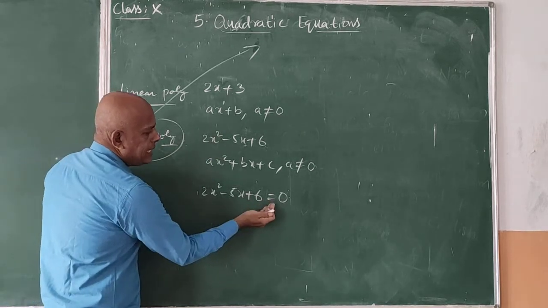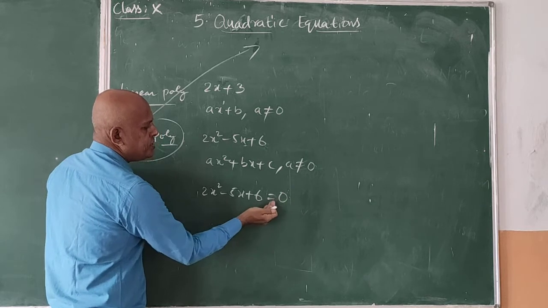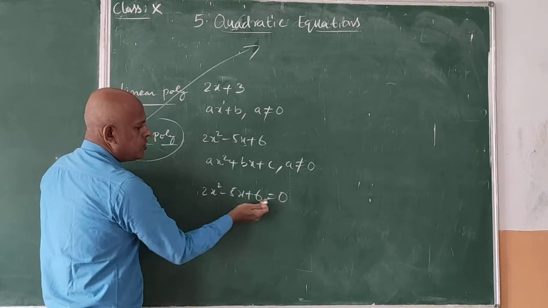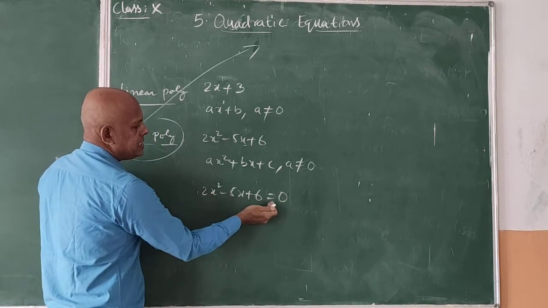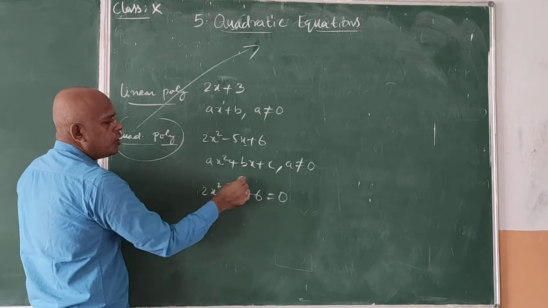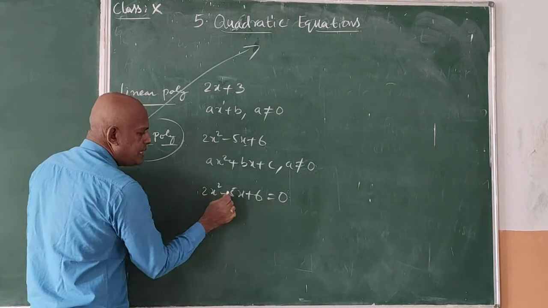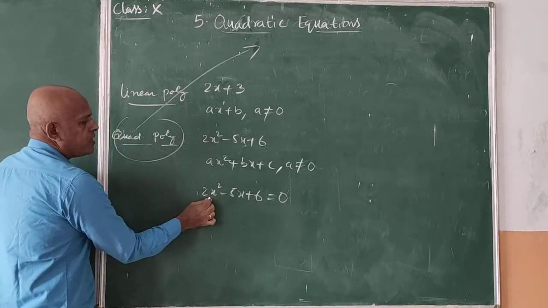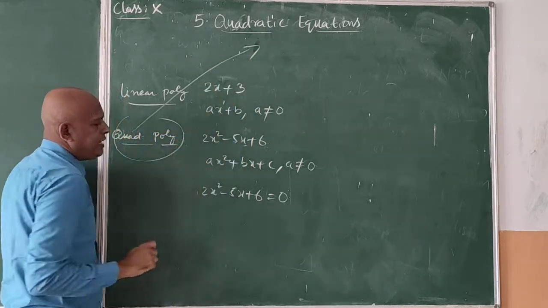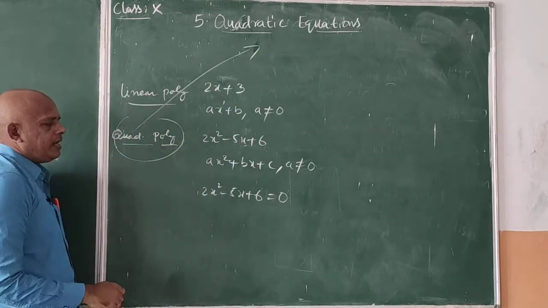Now here we contain the symbol is equal to, any number we can take here. So 2x square minus 5x plus 6 is equal to 0. Its degree is also 2. Now it contains the symbol is equal to. Now this becomes the example for the quadratic equation.